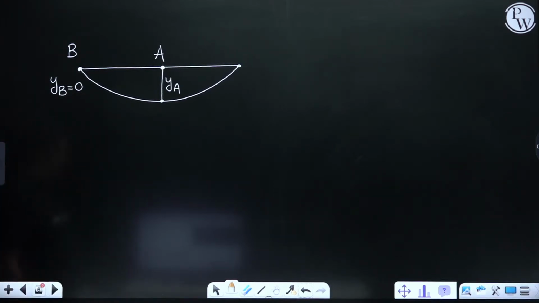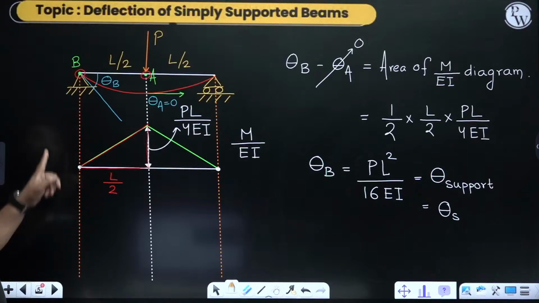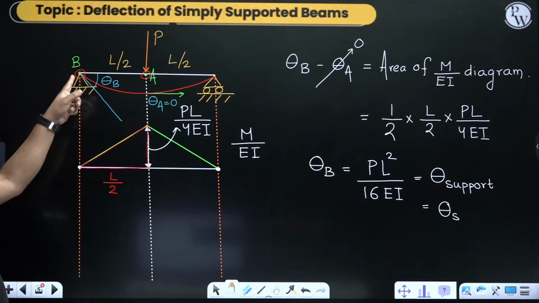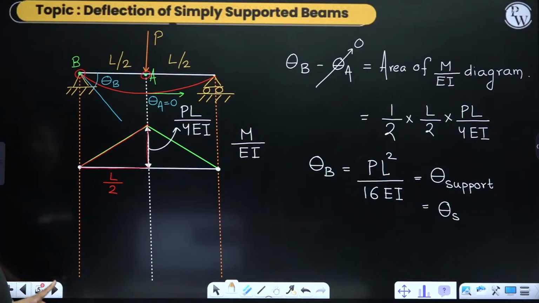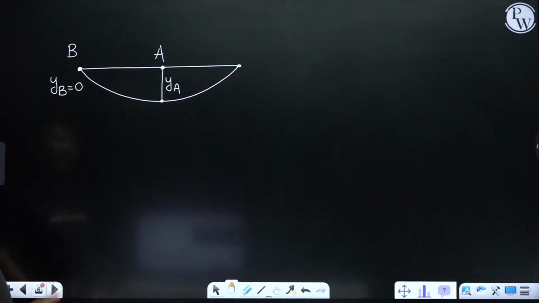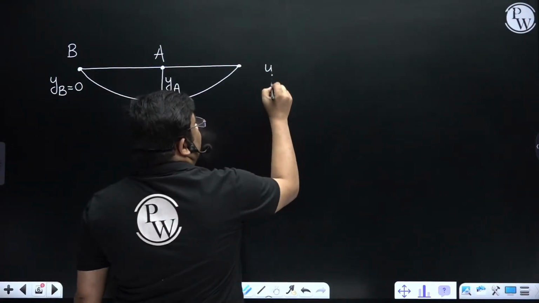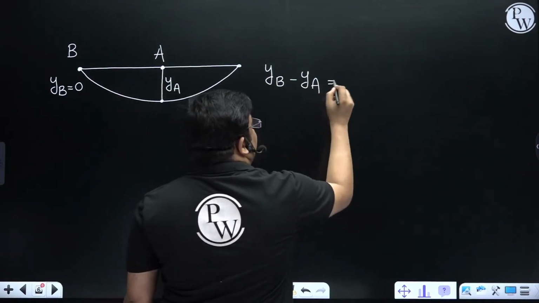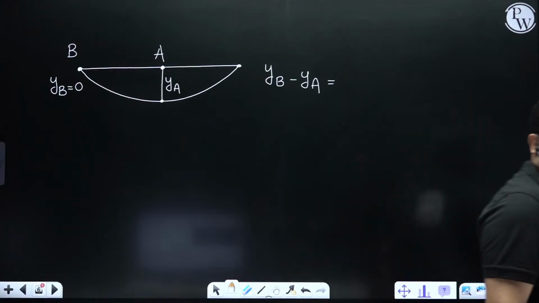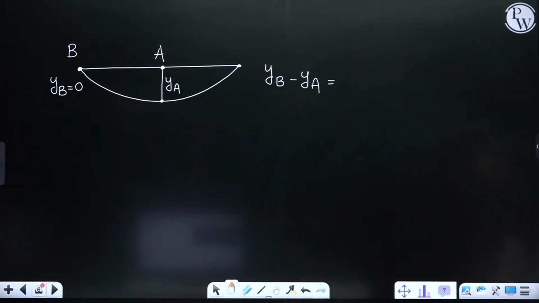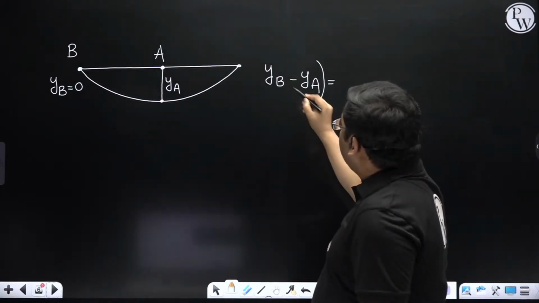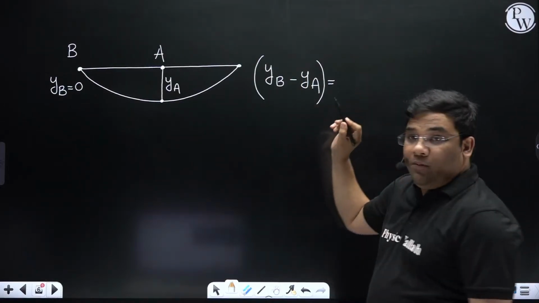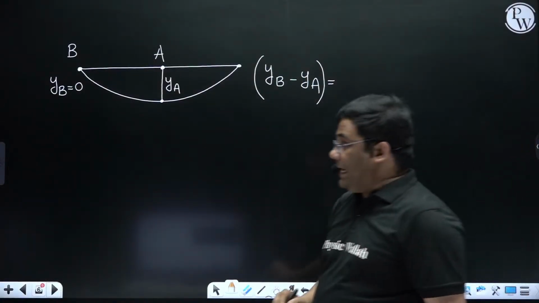So the deflection at B will be 0, since it is a pinned support and cannot move. And we are getting some deflection at A. Now, the difference of deflection was what? The difference of deflection is the moment of the M by EI diagram.